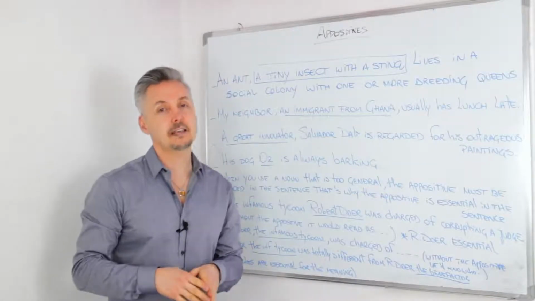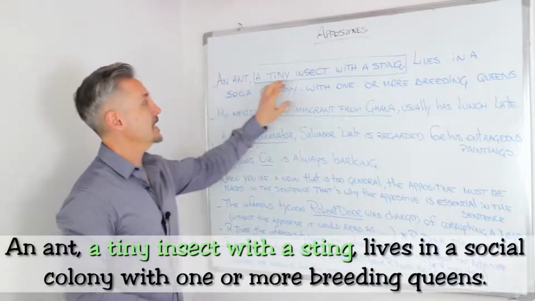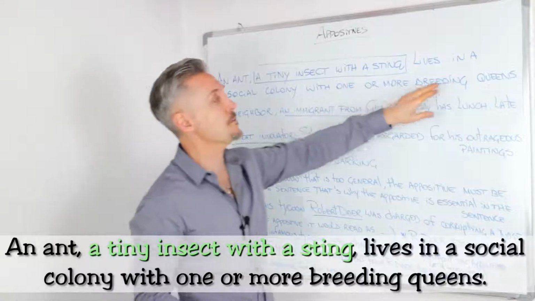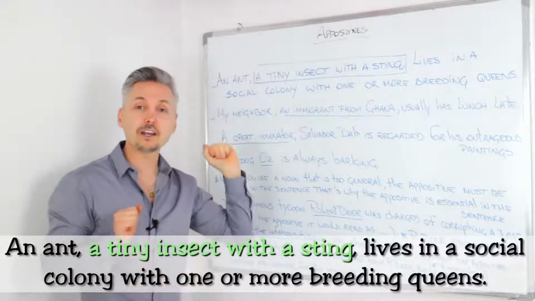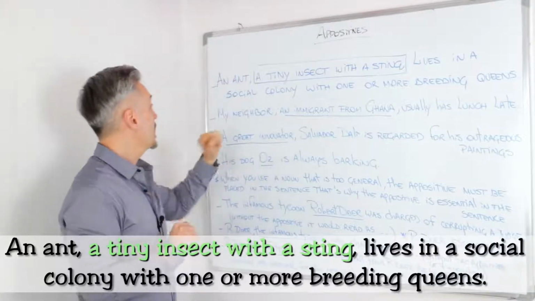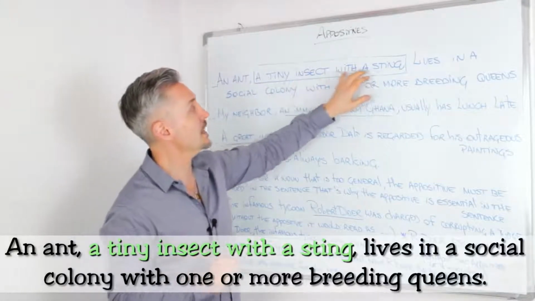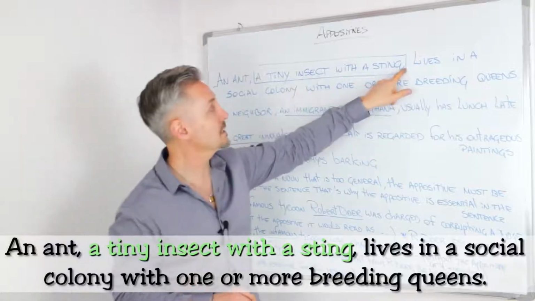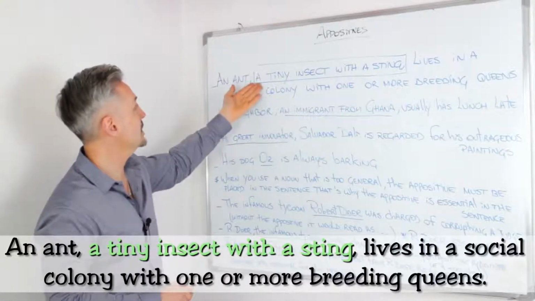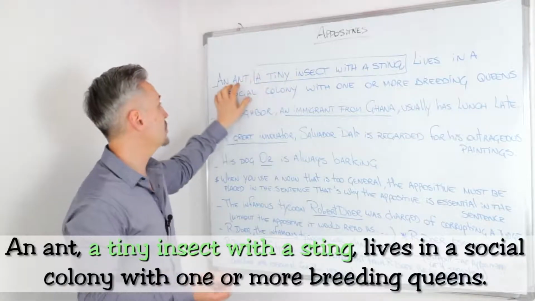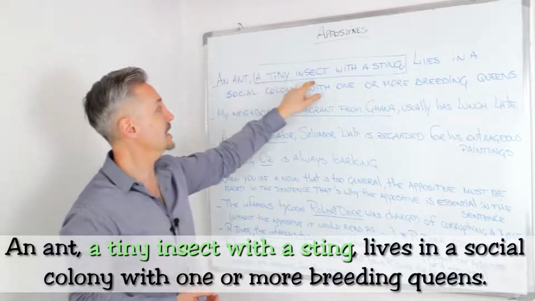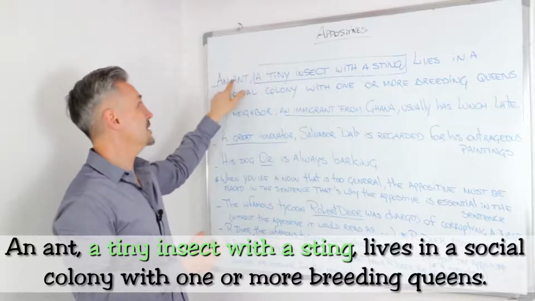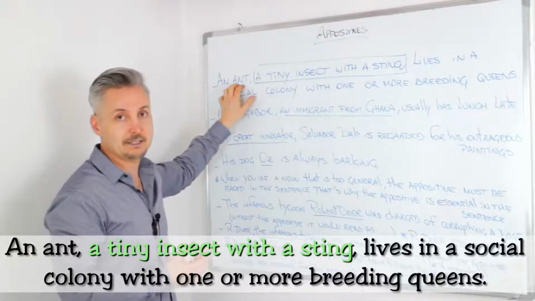Right, so let's look at the examples now. An ant, a tiny insect with a sting, lives in the social colony with one or more breeding queens. This is longer than the one that I gave you at the beginning of the lesson. In this case, a tiny insect with a sting is the appositive, and it is between two commas, as you can see. This is extra information that I give about an ant. A tiny insect with a sting is not essential in the sentence, but it describes or defines the subject, which is an ant.